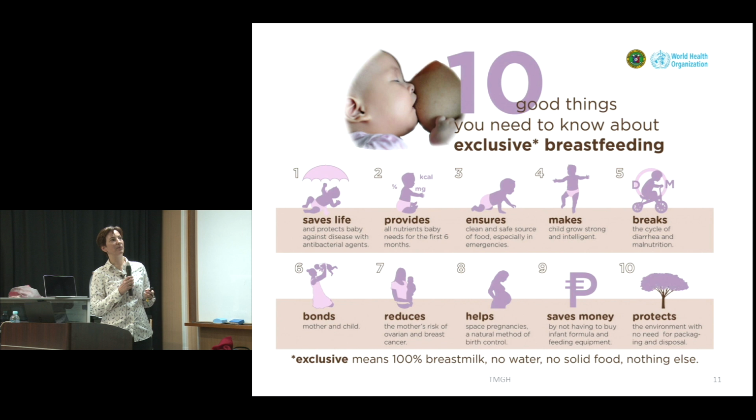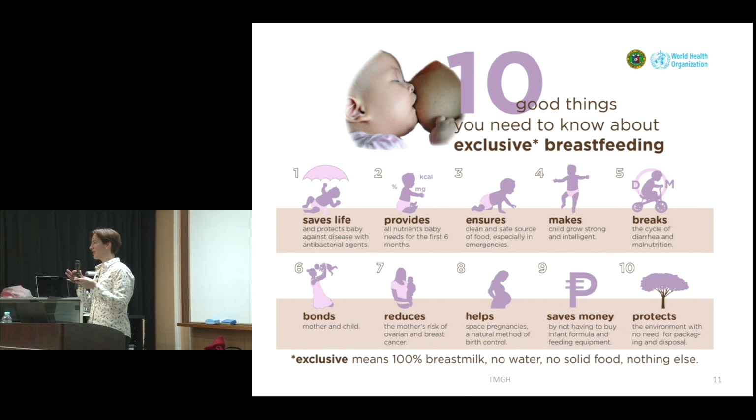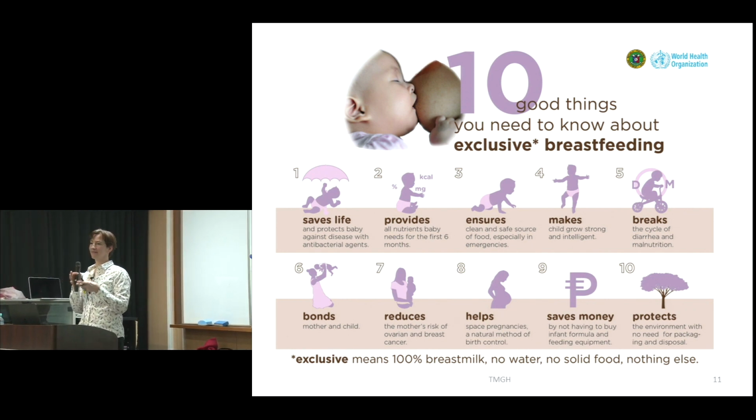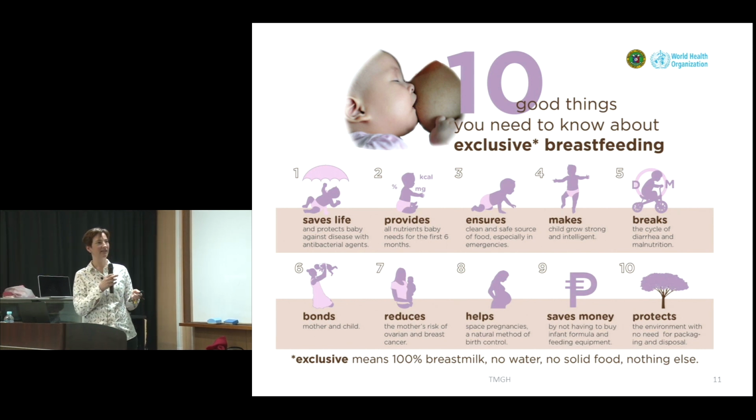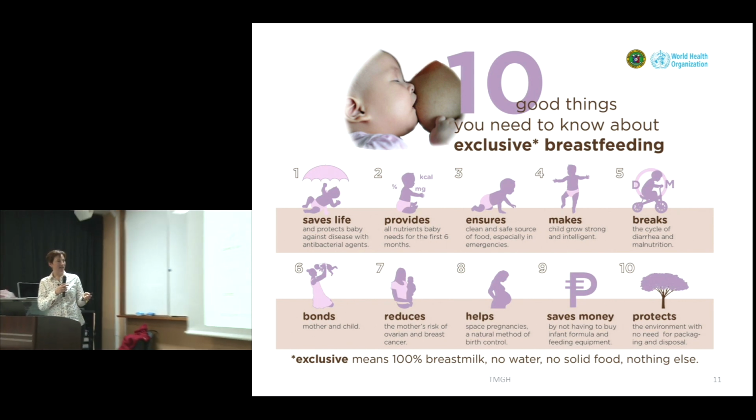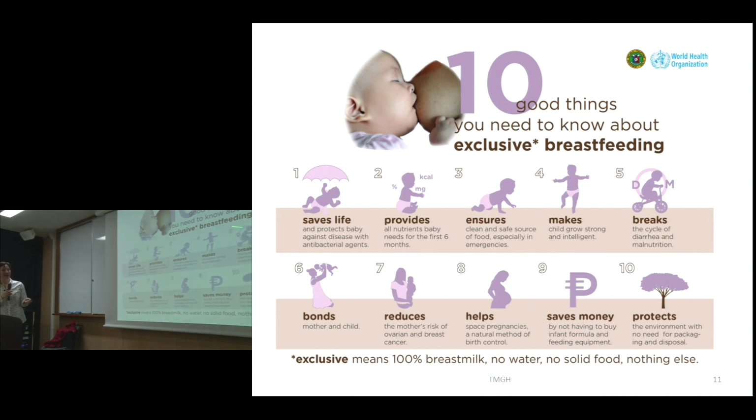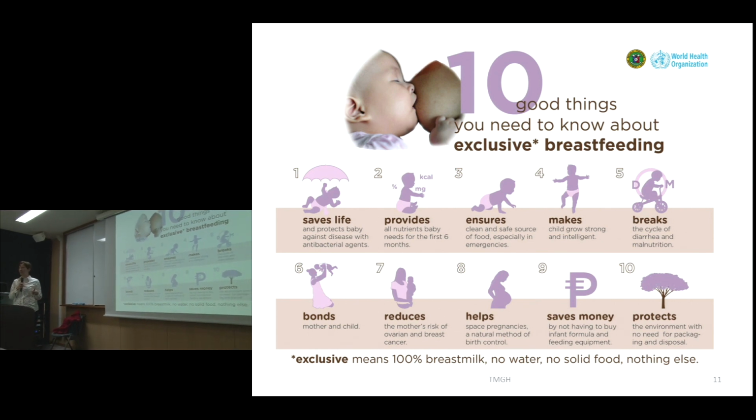And then this is just a simple infographic that was used in the Philippines that basically summarizes those main points. So, it saves lives, it has all the nutrients, it's clean and safe, it can be done anywhere, you don't need to carry a whole load of baby bottles and sterilizing equipment with you. Everything they need to grow, it breaks the cycle of diarrhea and malnutrition, again because it's sterile.